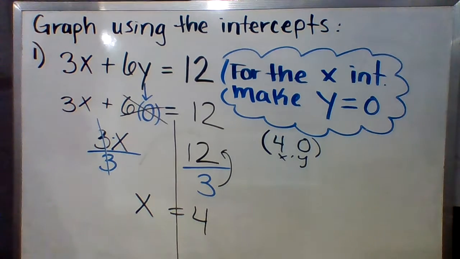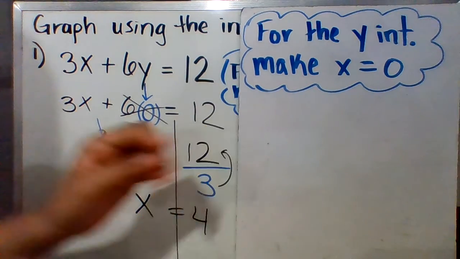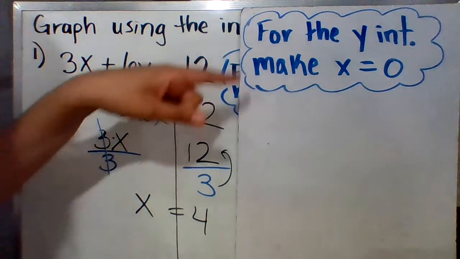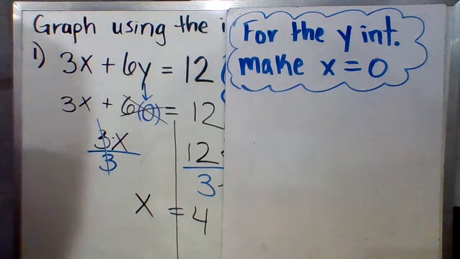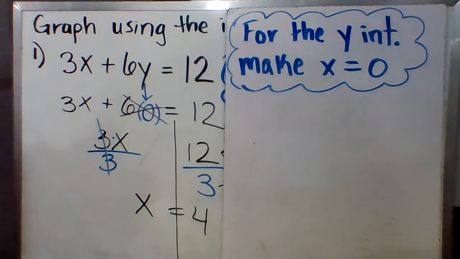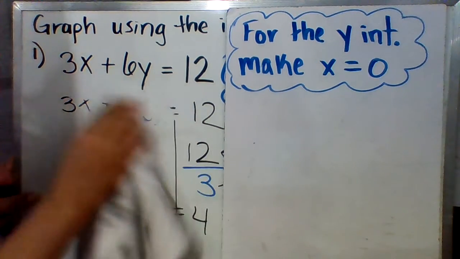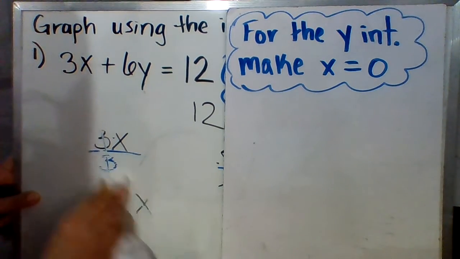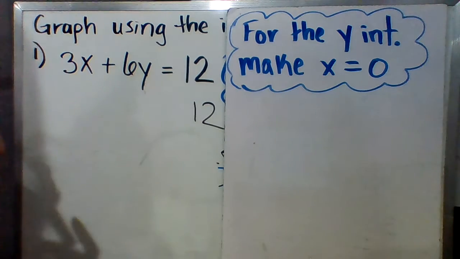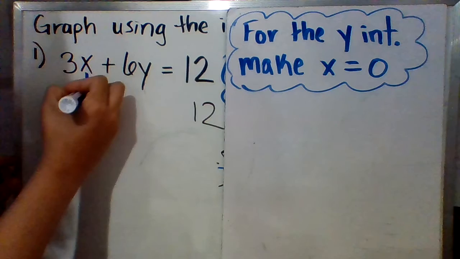I also need my y-intercept. So to get that answer, I need to make the x equals 0 now. Okay, so if I want my y-intercept, now it's the x's turn to be a 0. So I'm going to go ahead and erase my work here. And this time, instead of making the y equals 0, I'm going to make the x equals 0. So that means that my 0 will now go here.